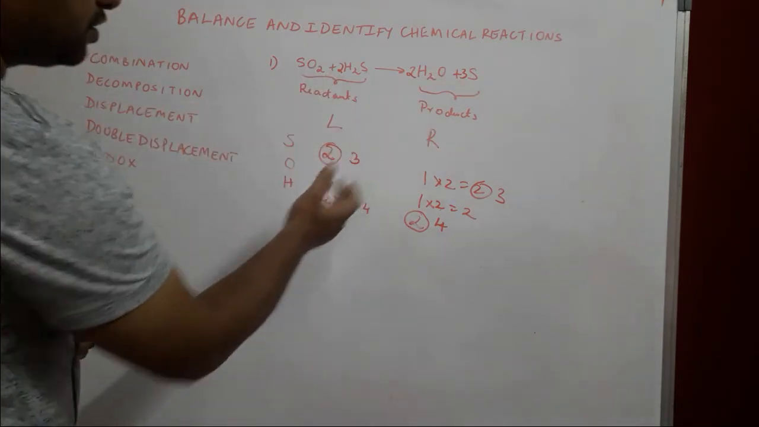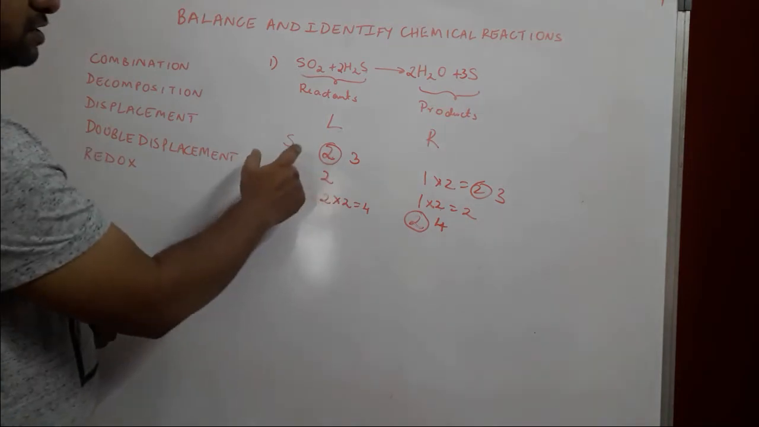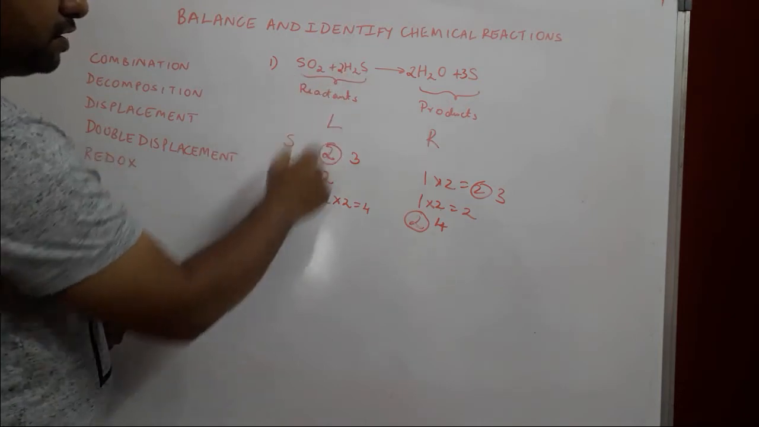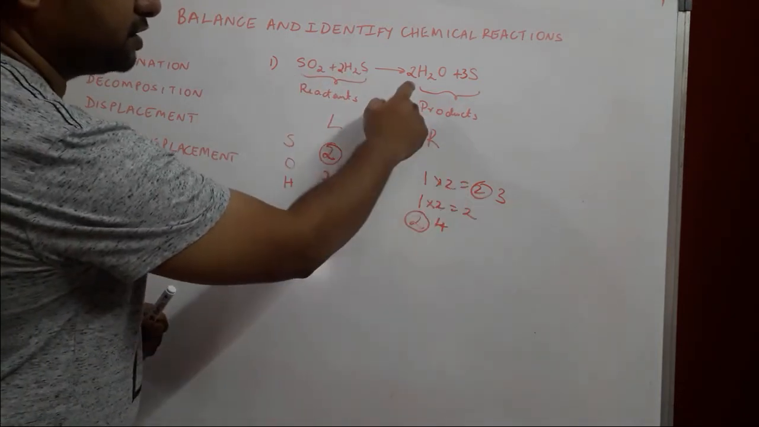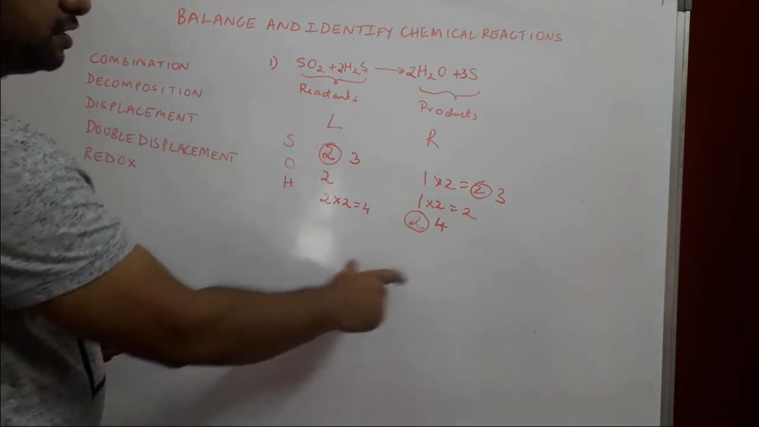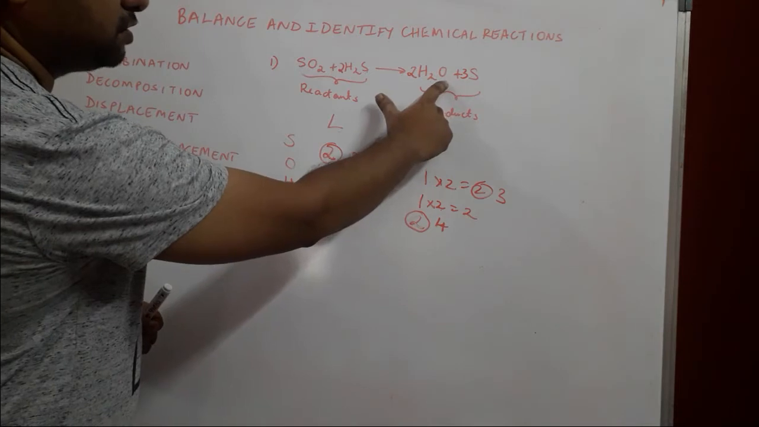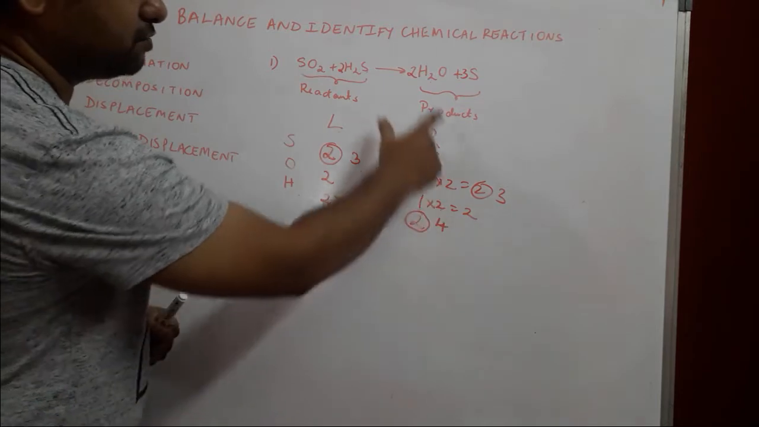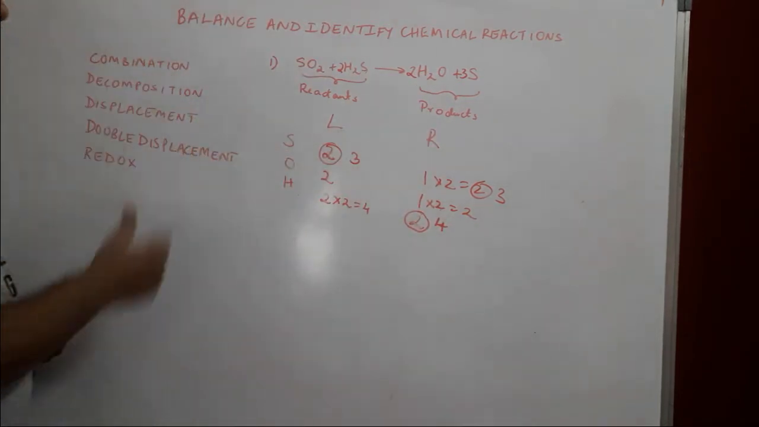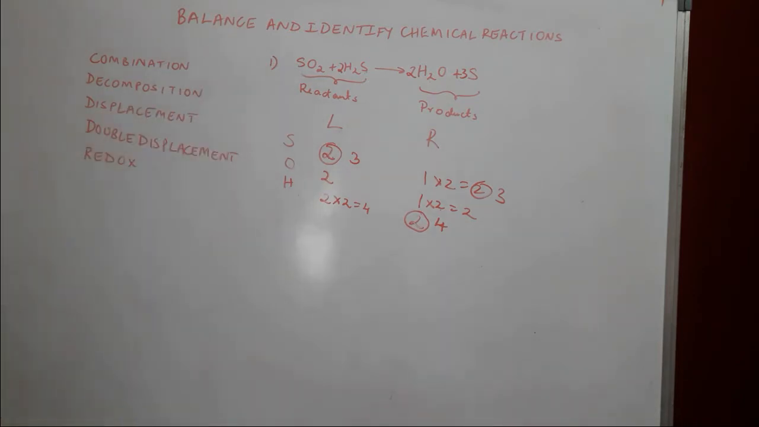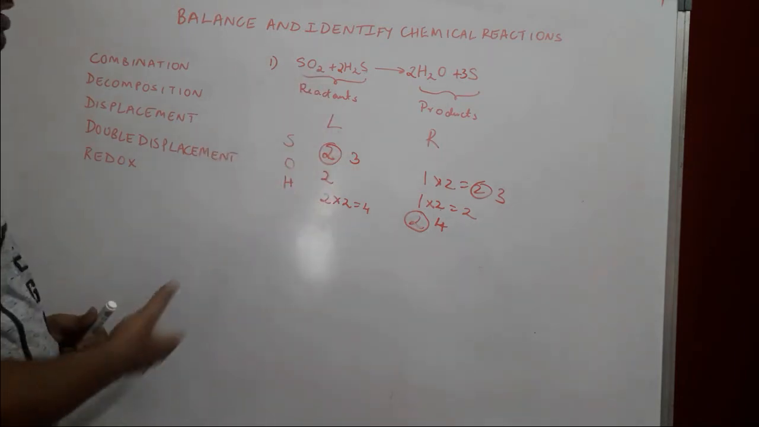And now if we have a look, there are 3 atoms of sulfur on the reactant side, 1 plus 2. There are 3 atoms of sulfur on the product side over here. Then we have 2 atoms of oxygen on the reactant side, 2 atoms of oxygen on the product side. We have 4 atoms of hydrogen on the reactant side and 4 atoms of hydrogen on the product side. So we have got our chemical equation balanced. Now to the next part, that is to identify what type of a reaction this is.